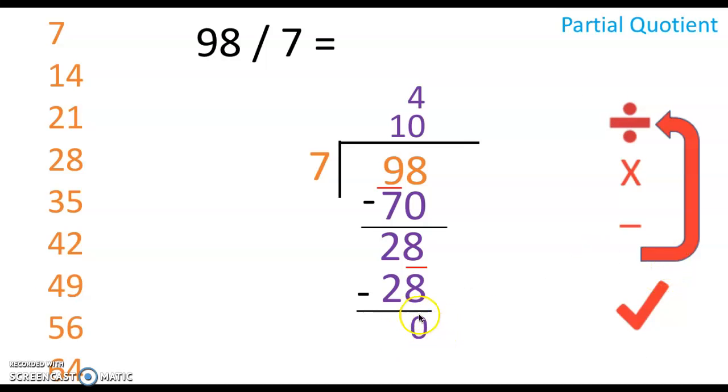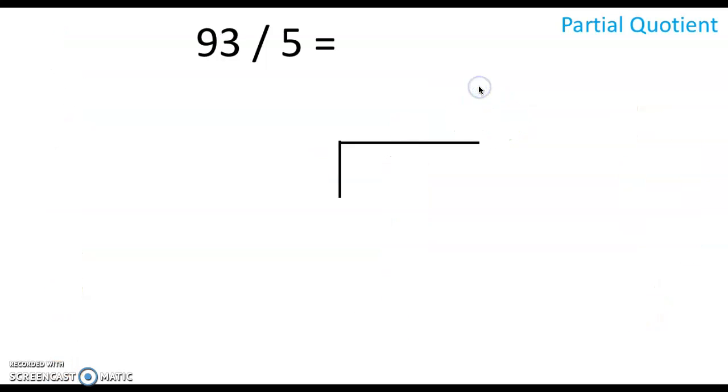You check to see, is this number smaller than your divisor? Sure is. That means that we're done. And since I have no remainder to bring up, my answer will come from right here. We have our 10, which gives us a 1 in the tens place and a 4 in the ones place, giving us an answer of 14. Let's erase that, and let's try again with 93 divided by 5.